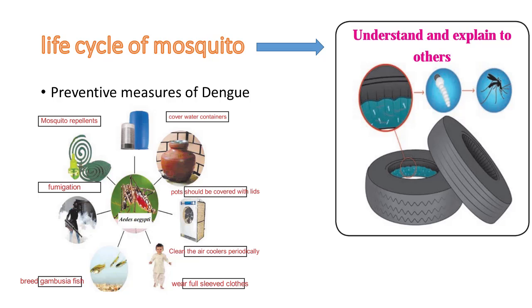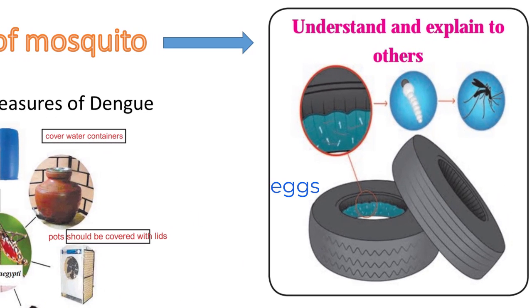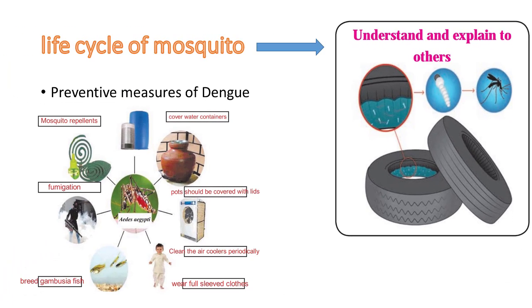The life cycle of a mosquito. In this picture you can see the adult mosquito lays eggs in waterlogged places like thrown-off tires of vehicles. These eggs then grow into larvae, and then the larvae grow into pupae. The pupae then grow into adult mosquitoes. So to stop the breeding of the mosquito, we have to see that water is not logged in the places in our surroundings. The preventive measures of dengue are shown in this picture.